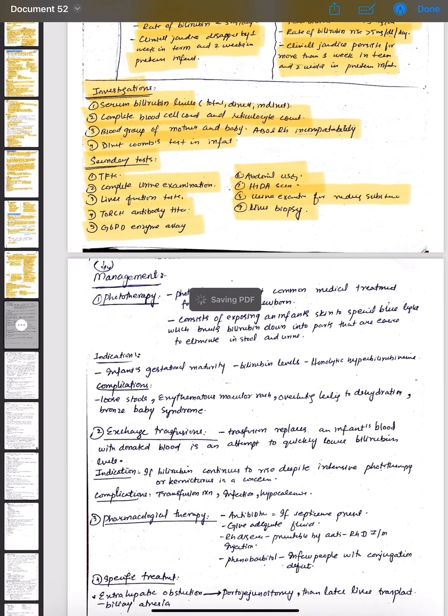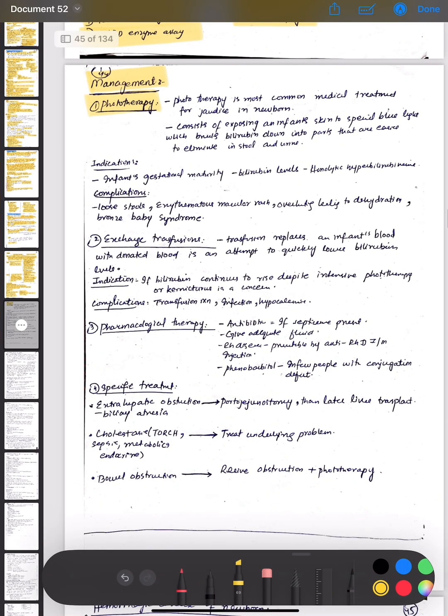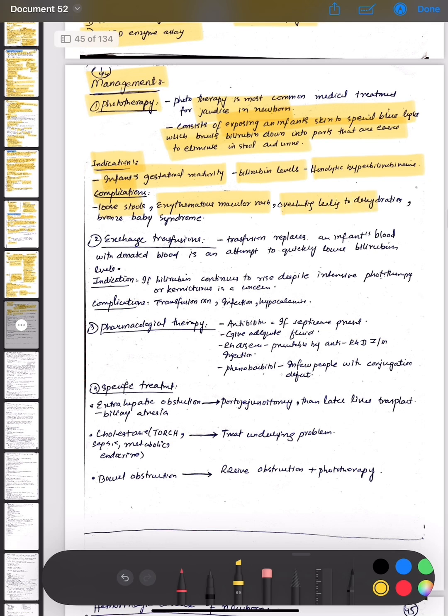Now coming to the management options. First of all, for the jaundice, phototherapy is done. Phototherapy is the most common medical treatment for jaundice in newborns. It consists of exposing an infant's skin to special blue lights, which break the bilirubin down into parts that are easier to eliminate in stool and urine. The indications for phototherapy are the infant's gestational maturity, bilirubin levels, and hemolytic hyperbilirubinemia. The complications of phototherapy are loose stools, eczematous macular rash, and overheating leading to dehydration, and bronze baby syndrome.